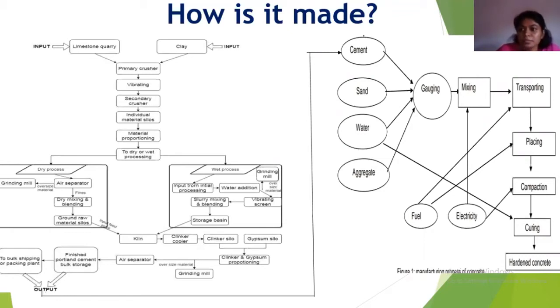This flowchart is showing the production process of cement and concrete. Limestone and clay are the primary raw materials used for the cement production. There are two main processing methods, the dry process and the wet process. Once the cement is produced, concrete can be produced using the cement with sand, water, and aggregate, then batching, mixing, transporting, placing, compaction, curing, and the hardened concrete can be made.